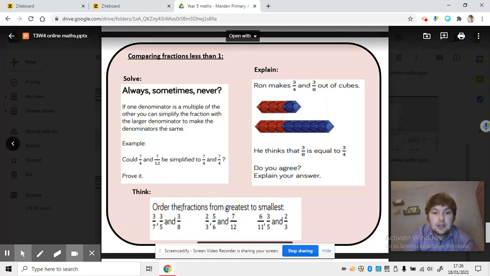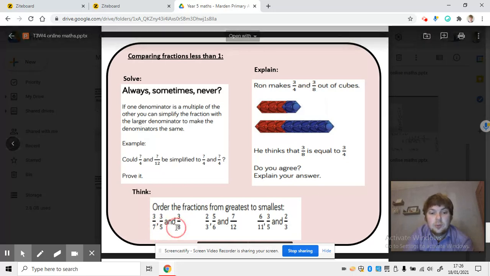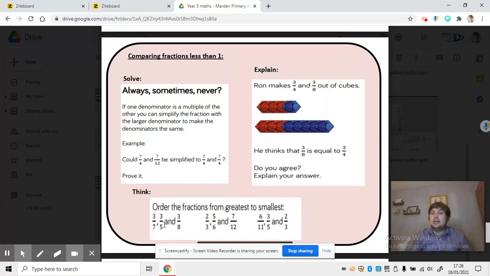And then on your think, you've got to order the fractions from greatest to smallest. You're given 3 sets. Obviously, you can see all the denominators are different. So on each set, you're going to need to work out the common denominator. Okay, obviously then working out the numerator and then go from there. Okay, obviously we'll look at a lot of this at 10 o'clock again. So if you have any questions, bring them along then.